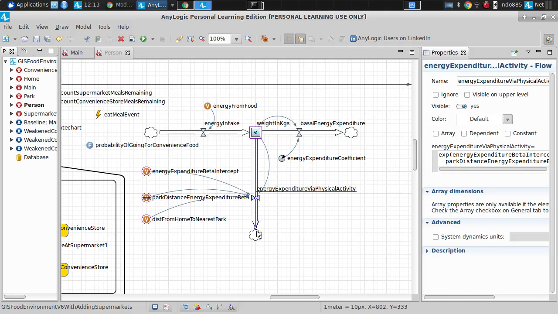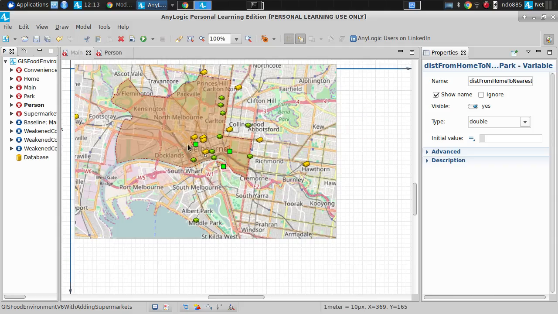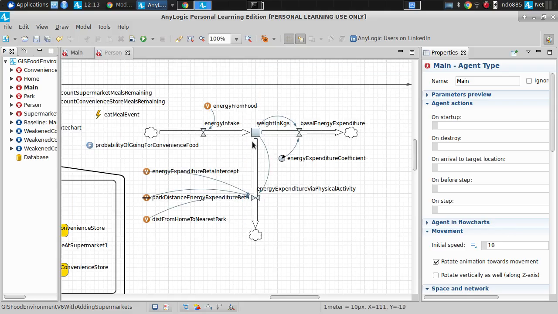And then there's some amount of energy expenditure from physical activity that depends on a park and your distance to a park, the nearest park. So in this context, we're going to have a food environment that includes supermarkets and convenience stores, but we're also going to have parks, and that's going to shape someone's energy balance over time. Again, toy model, we build it in one day within our boot camps, but it gives you a sense of some of the factors you could include.